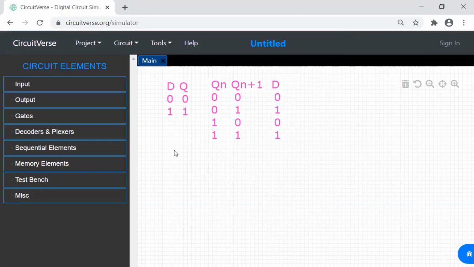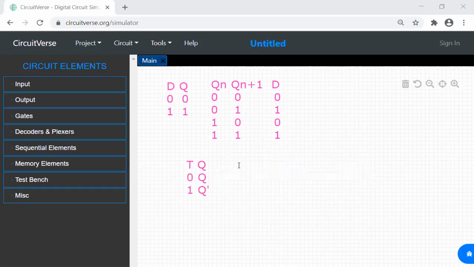Next, we'll write the excitation table for T flip-flop. First I'm writing the truth table, T and Q. If T is equal to 0, Q will be equal to Q only. If T is equal to 1, Q will be equal to Q bar. This is the truth table for T flip-flop.